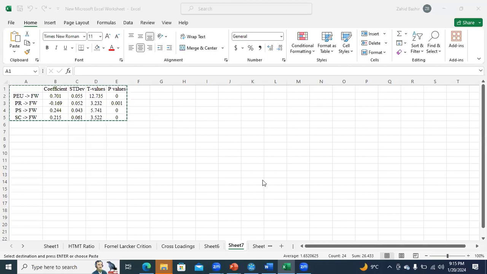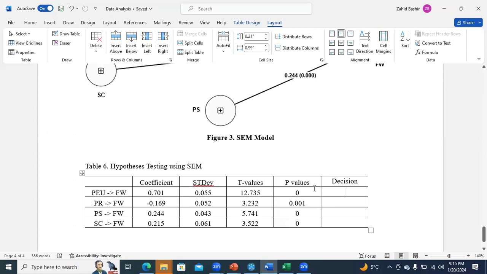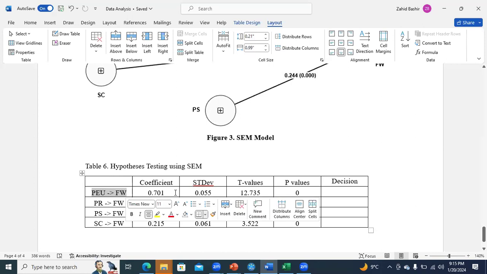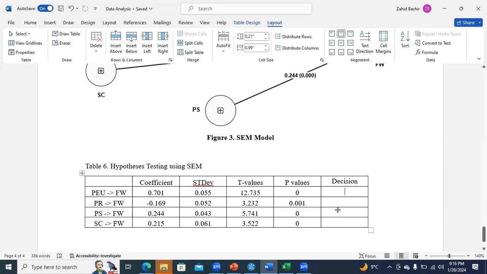The last part. Let's suppose that my first hypothesis was that perceived ease of use is positively increasing financial well-being, and as per my evidence, it is also indicating that it is significantly and positively enhancing my financial well-being. I can say here the hypothesis is supported.